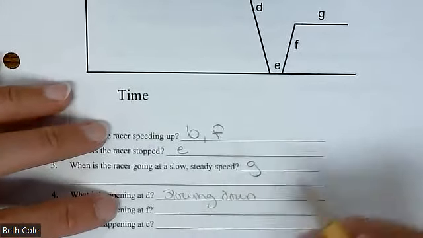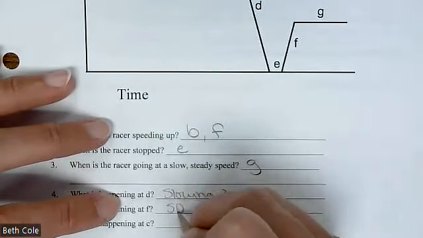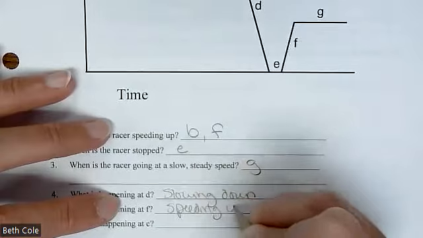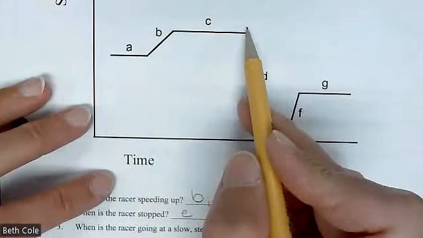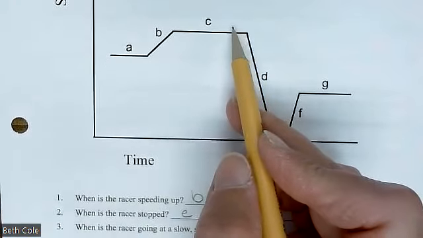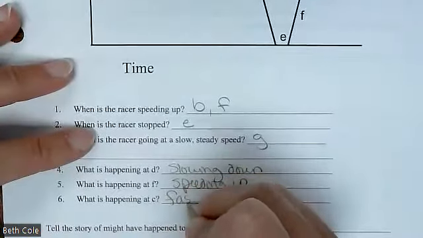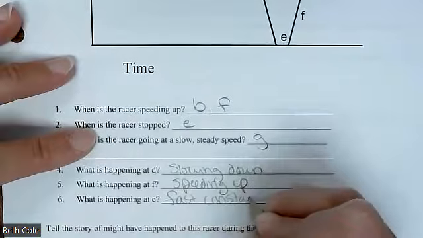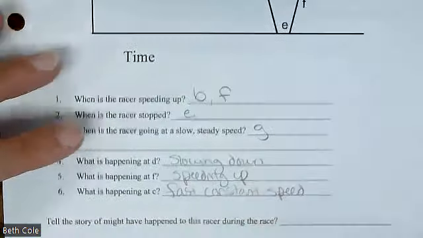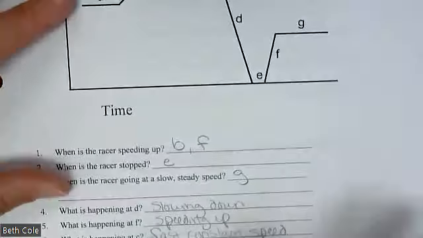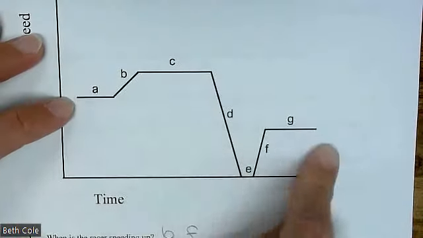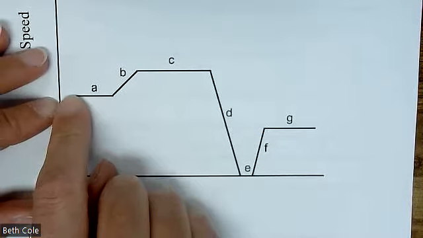What is happening at F? Speeding up. And at C, constant speed, fast or slow? Fast. So a fast, constant speed. Now, I don't think we necessarily need to write anything here, but let's just have a quick conversation. Can anyone make up a story of what happened? Like, what's going on here?